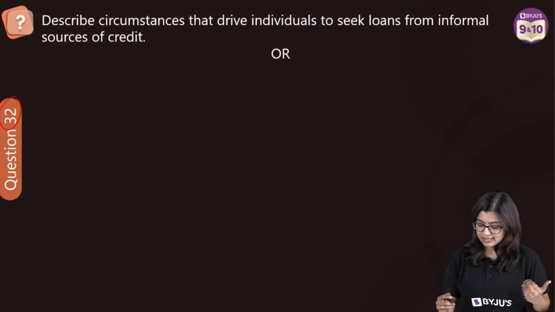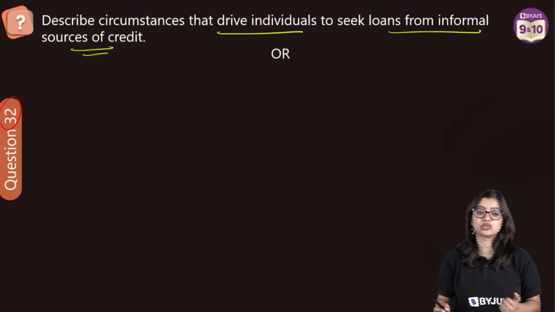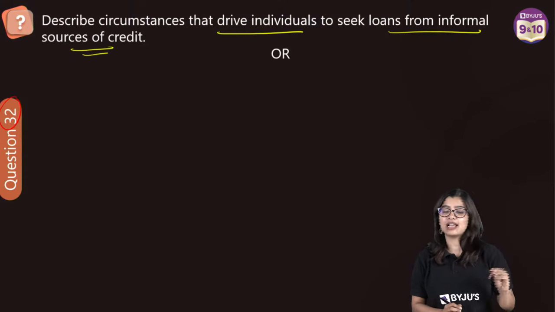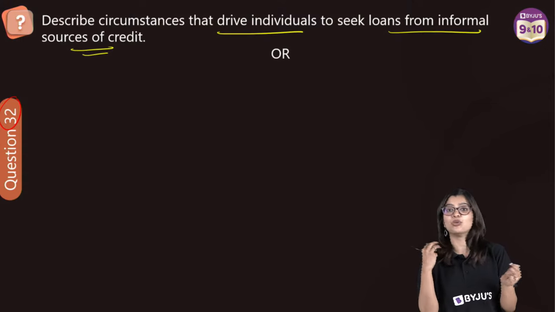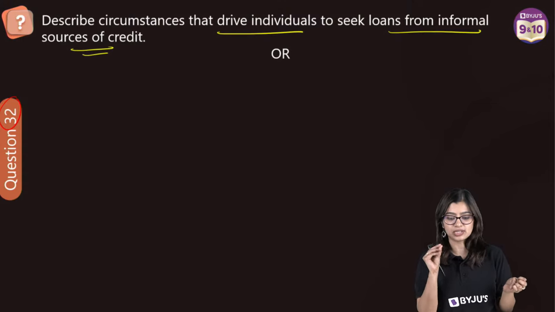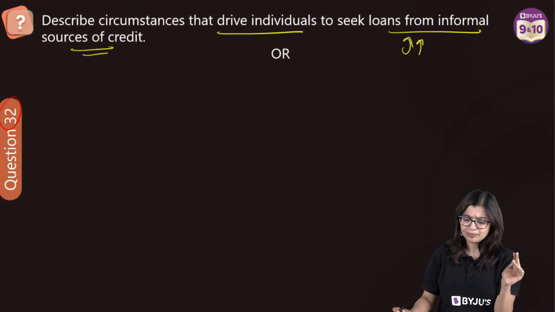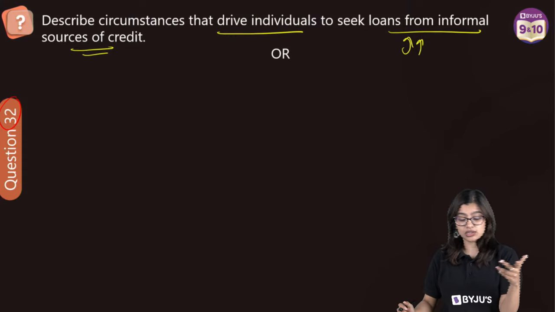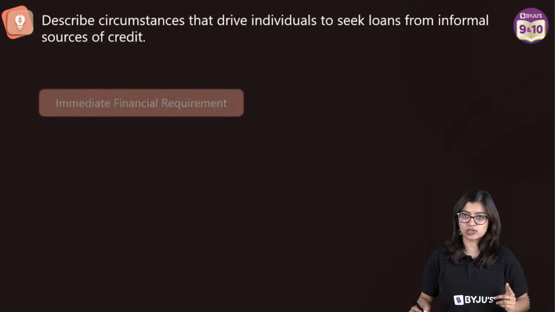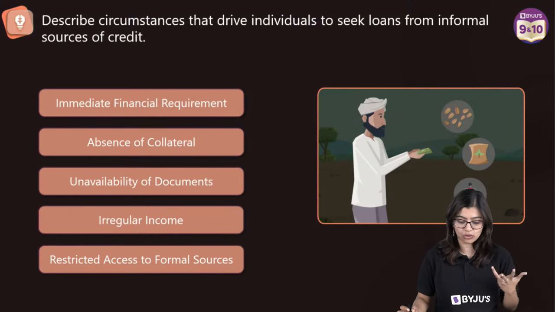Describe the circumstances that drive individuals to seek loans from informal sources of credit. I always tell you money and credit is an easy peasy chapter. Money and credit is something that you have to learn because you will get 5 mark questions. And this question, to be honest, is pretty straightforward, right? So why is it that there are people who are forced to reach out to informal sources like moneylenders, traders, people who charge them a high amount of interest?